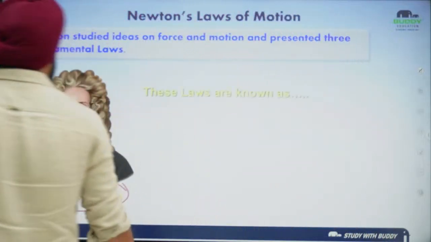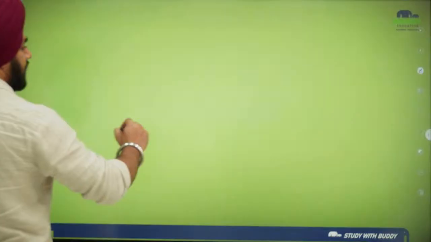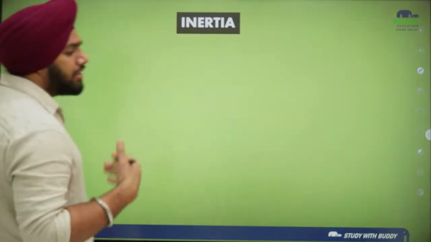So the first law is known as the law of inertia. Now what is inertia? I'll give you a very basic example. Suppose, though I don't have a younger brother or sister, it's 3 a.m. in the morning and my younger brother is asking me for a glass of water and I'm sleepy, I'm sleeping, it's midnight, obviously. So what should I do? Should I give him the glass of water or should I avoid him? Obviously, most of you will say avoid him, right?